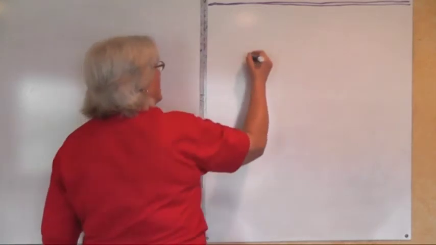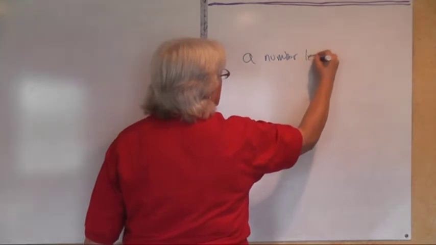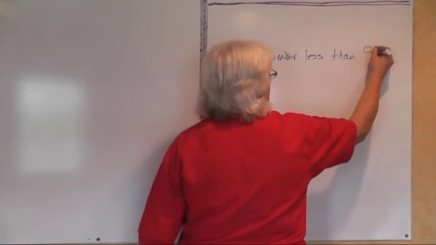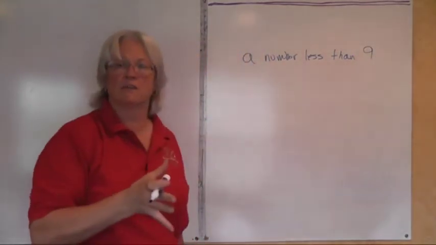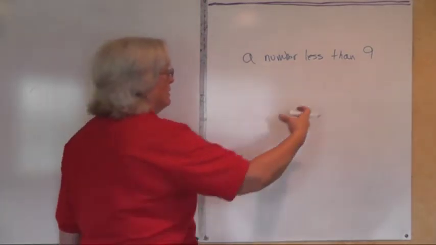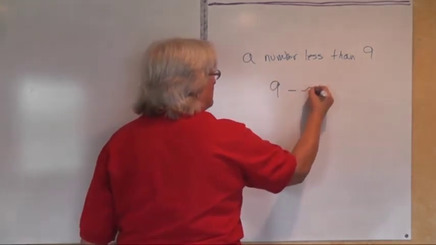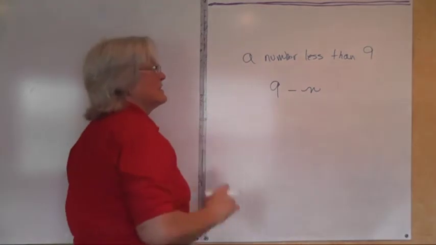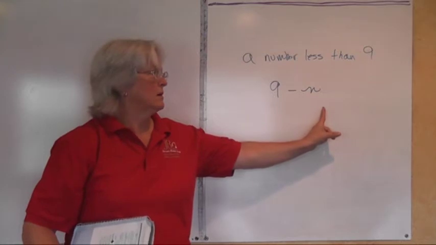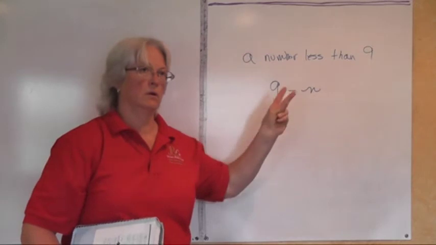So this is another one that is backwards. A number less than 9. You have to look at the sentence and say, what am I starting with? What quantity am I beginning with? I'm starting with a 9, and I'm coming up with a number, n, that is less than 9. 9 minus n.